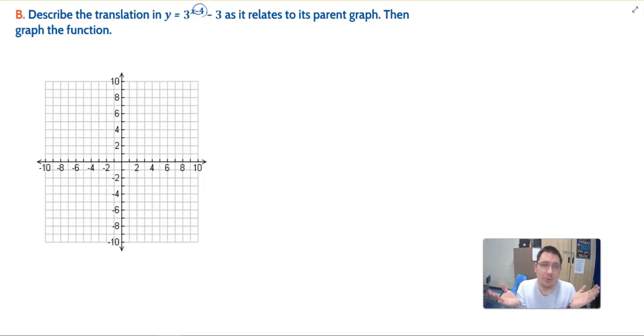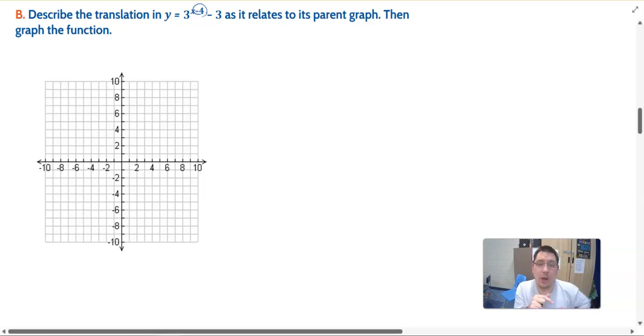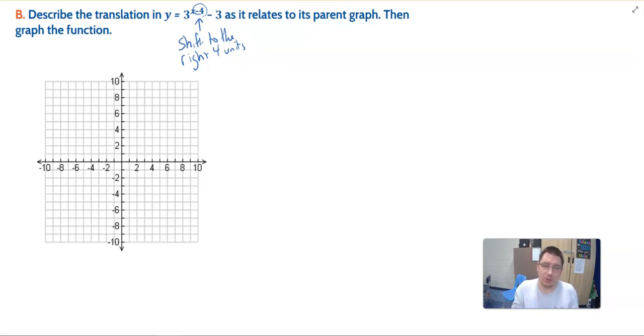And so that minus 4, again, makes us think that we're going negative, which makes us think to the left, but it's lying to us, so it's really going where? To the right. And so we know that this will be a shift to the right 4 units from whatever the parent function is. Now, the minus 3 out back is going to be a vertical shift.